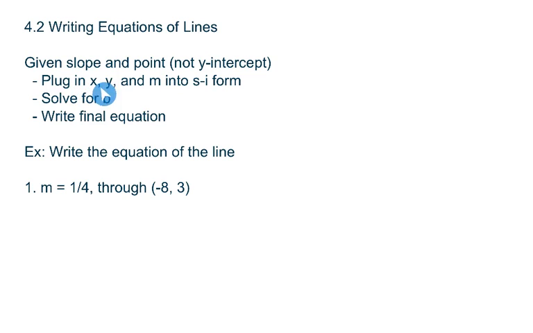So step number 1, plug in x, y, and m, because the point that they give you will fill in x and y, and they will also give you the slope. Remember, slope is letter m. Plug it into slope-intercept form. Once you do that, solve for b, and then once you've got b, you can write your final equation. Okay, so let's try a couple here.